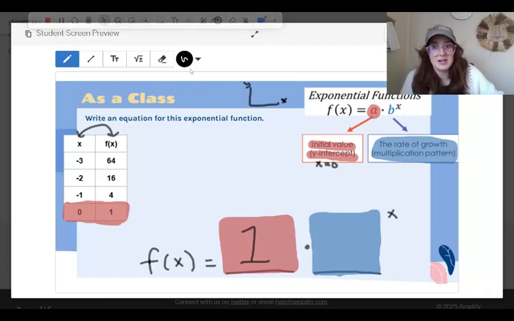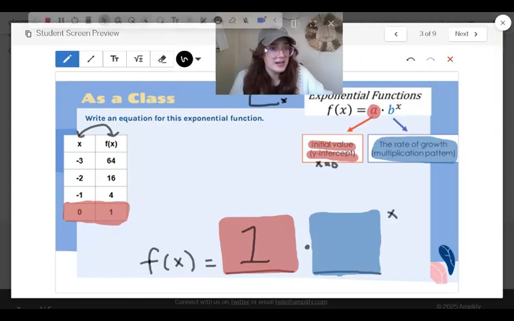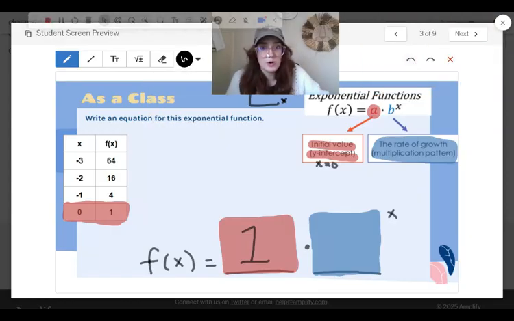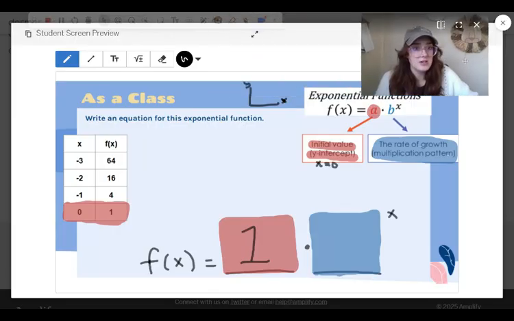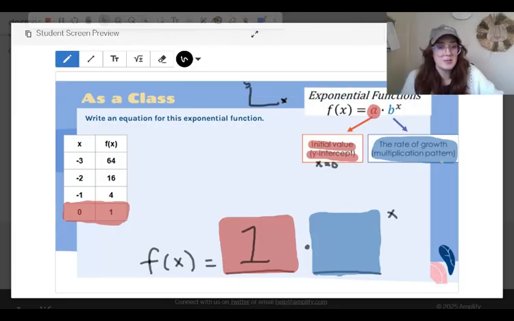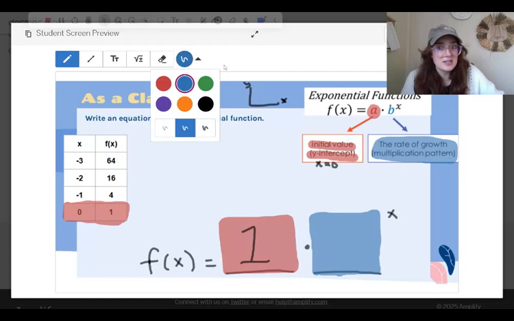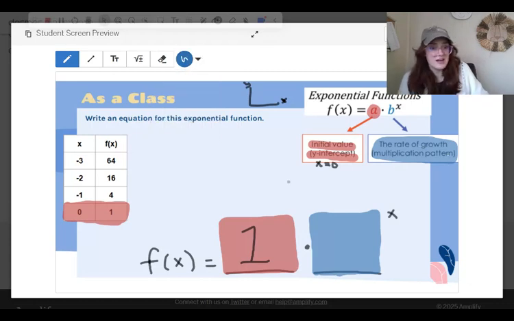All right, so we've got our answers. Let me undo that. Okay. Move this around. So our multiplication pattern, we are specifically looking at the y values, and we want to know what's going on with those y values. How are we making these jumps from one number to the next?